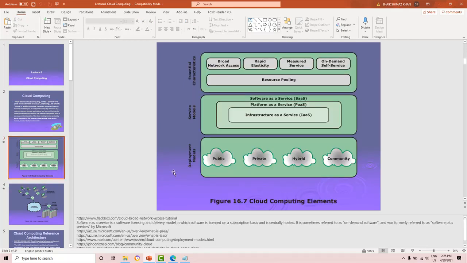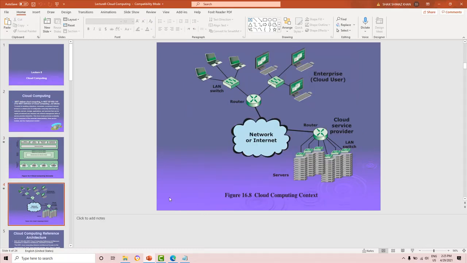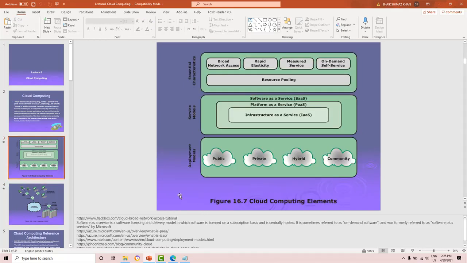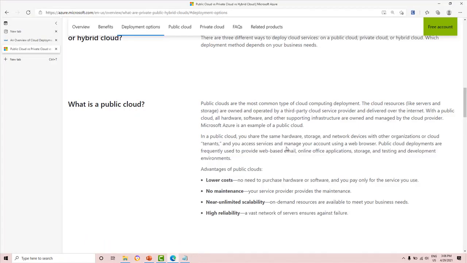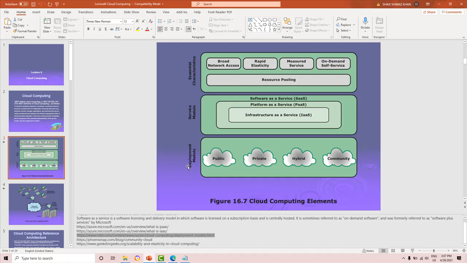Then let's move on to the next one, deployment models. What is public, private, hybrid, and community? So the next topic which we are going to discuss is deployment models, public, private, and hybrid, and community.